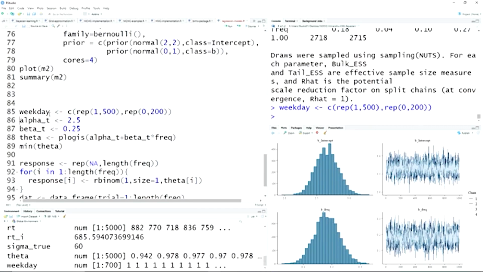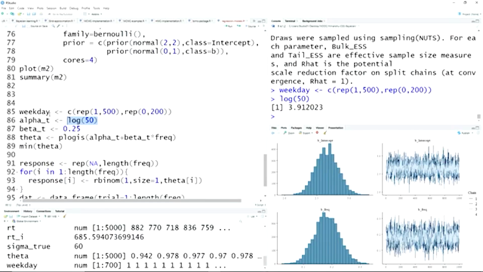So that's weekday. Let's say alpha t is somewhere around, let's see, log of, what is log of 50? Oh, it's much higher. Okay, 3.91. So let's say true alpha t is 4 and beta is, let's say, 1. Okay. Now let us do this. Exponent of alpha t plus beta t into weekday. This will become your lambda.